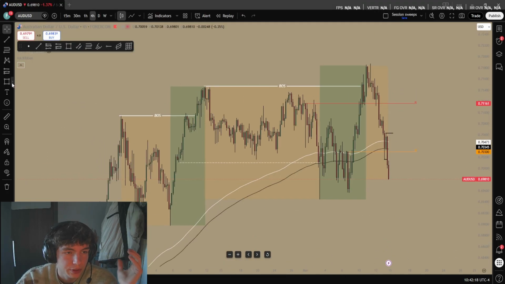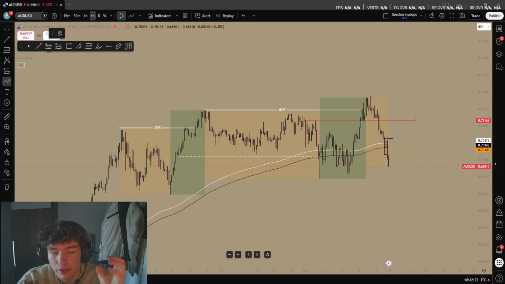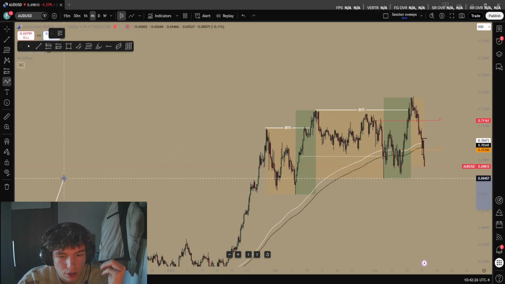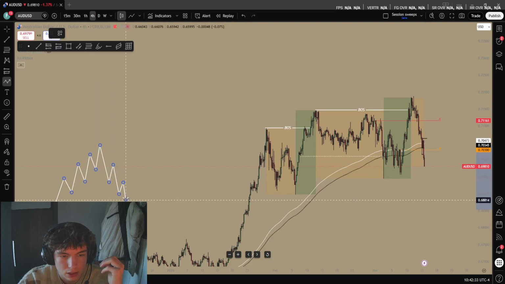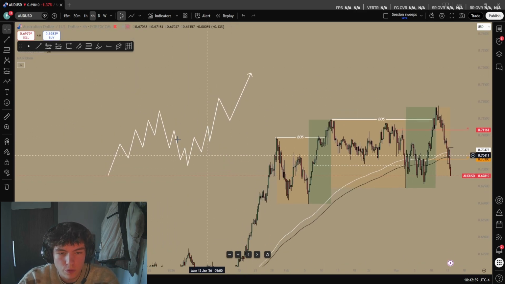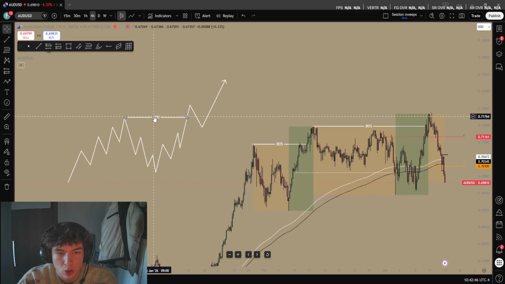Okay, so now we're going to go over swing structure. What is swing structure? Swing structure is how the market moves on the higher time frame. If we can see, the market will give us these moves, right? We'll get this, we'll get this, we'll get this, and then we'll get this. So the overall swing structure is gonna be this break of structure. Okay, so this is our break of structure.